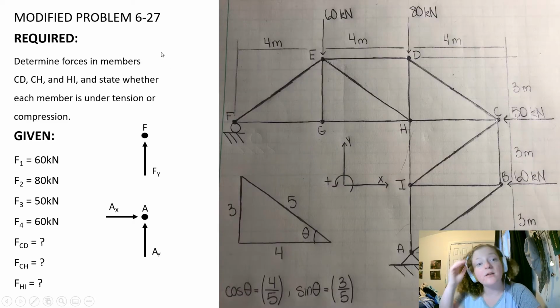I did problem 627. Our task here was to determine the forces in members CD, CH, and HI, and then state whether these members were under tension or compression. I went ahead and labeled our support reactions here, which we're going to solve for first. We have F1 equal to 60 kilonewtons, F2 equal to 80 kilonewtons, F3 is 50, and F4 is 60.